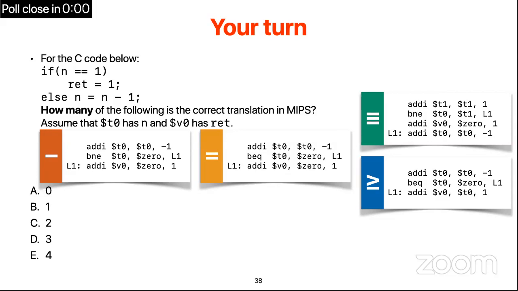For this question, the answer is very diverse. I have 13% of you think the answer is A, 24% of you think the answer is B, 42% of you think it is C, and 20% of you think it is D.